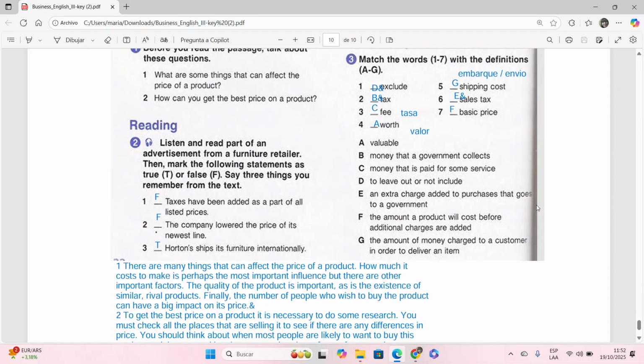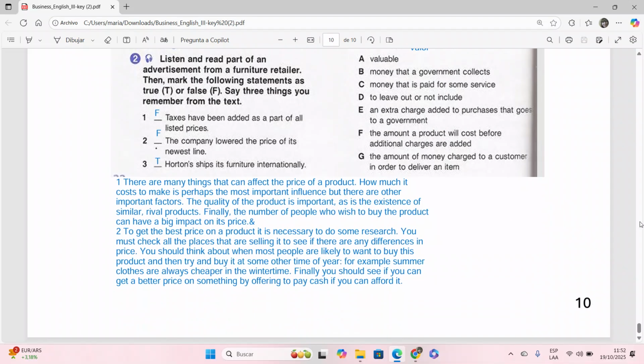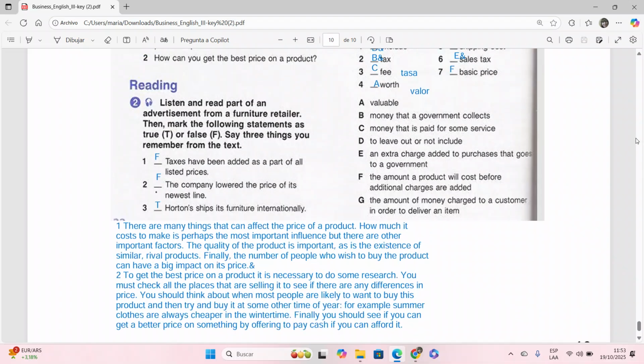2. How can you get the best price on a product? To get the best price on a product, it is necessary to do some research. You must check all the places that are selling it to see if there are any differences in price. You should think about when most people are likely to want to buy this product and then try to buy it at some other time of the year. For example, summer clothes are always cheaper in the winter time. Finally, you should see if you can get a better price on something by offering to pay cash, if you can afford it.